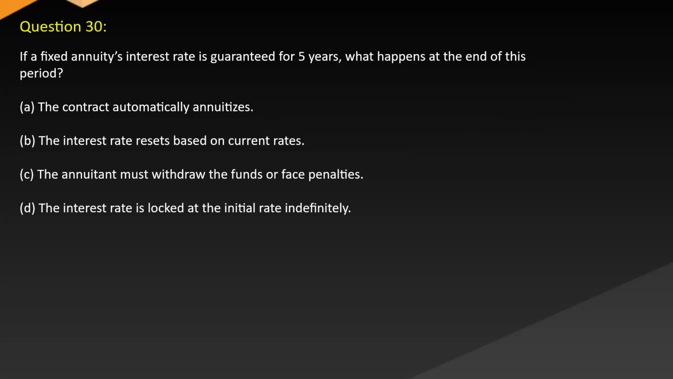Question 30. If a fixed annuity's interest rate is guaranteed for 5 years, what happens at the end of this period? A. The contract automatically annuitizes. B. The interest rate resets based on current rates. C. The annuitant must withdraw the funds or face penalties. D. The interest rate is locked at the initial rate indefinitely.